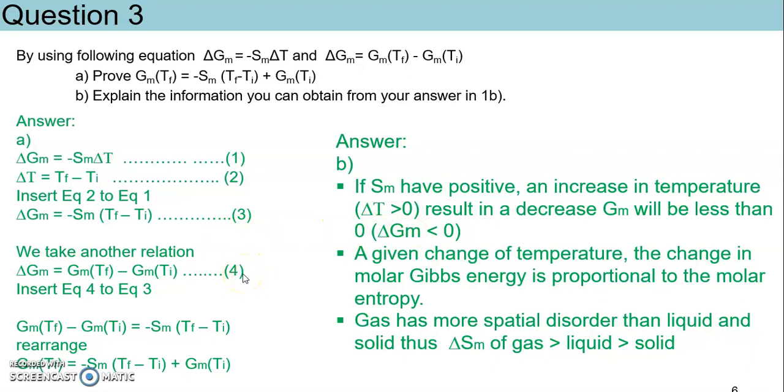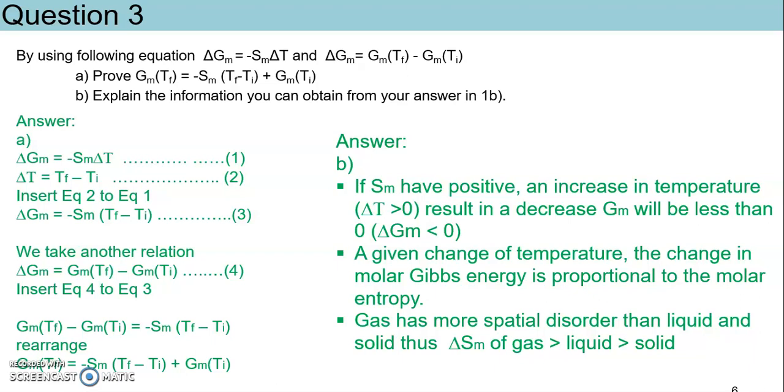Besides, at a given change of temperature, the change in molar Gibbs energy will be proportional to the molar entropy. So here is the observation that we can have from our equation. And we need to know that the gas has more spatial disorder than liquid and solid phase. Thus, the molar entropy of a gas is more than liquid and more than solid. So here are the three relationships that we can have from our equation.